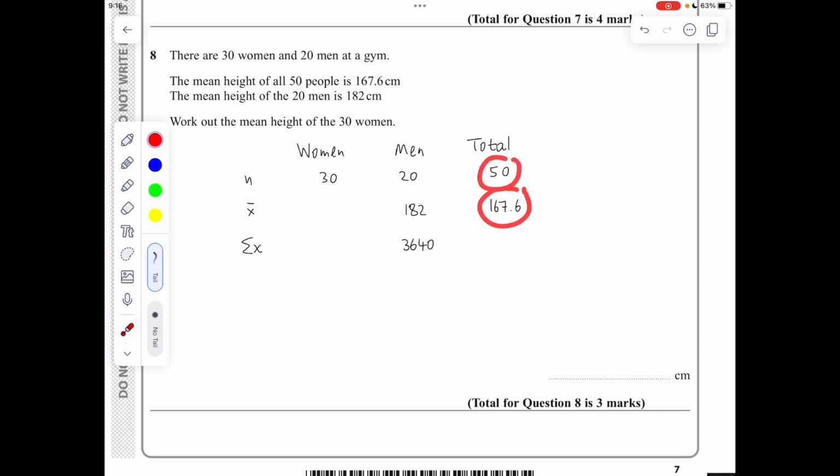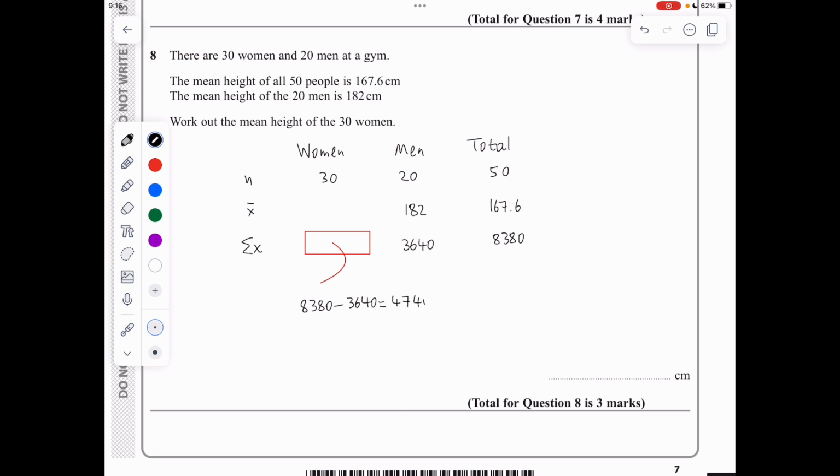167.6 times 50 will give an answer of 8,380. So to do that, I will simply deduct the 3,640 from 8,380, and this gives an answer of 4,740. This is the sum of the heights of the 30 women. So we can simply say that the mean for the women will be 4,740 divided by 30, because we have 30 women, and this gives an answer of 158 centimeters.